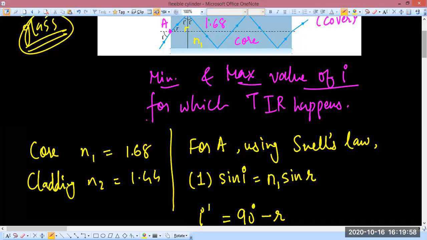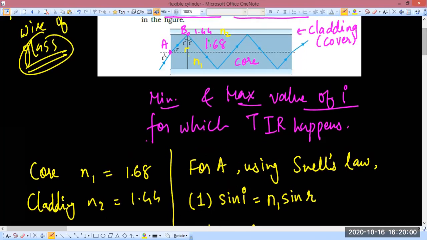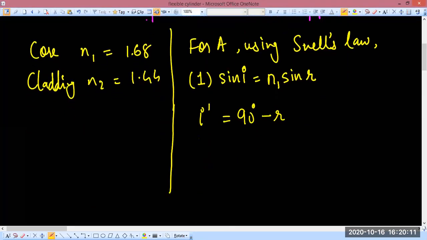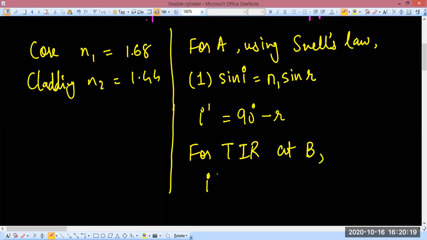Okay, so now whatever interesting thing happens is happening at B. The total internal reflection will happen at B, right? So we can just write this for total internal reflection at B. I dash should be greater than C. I hope that is clear. I dash should be greater than C.